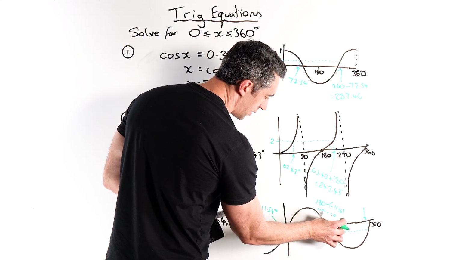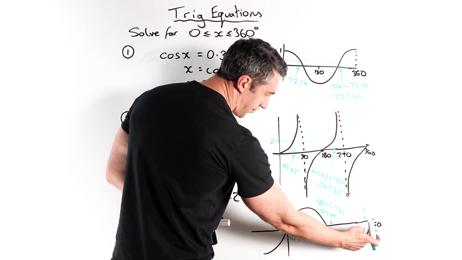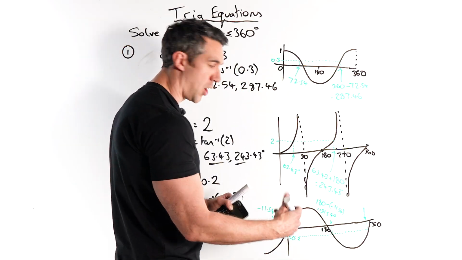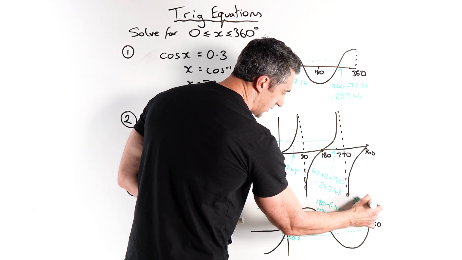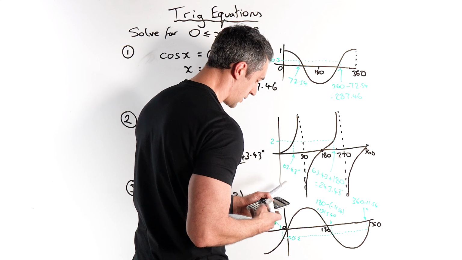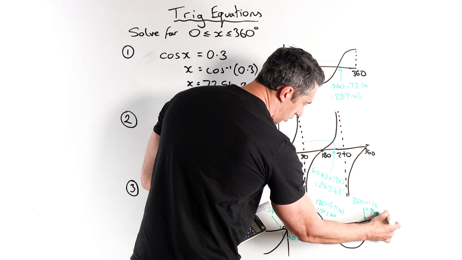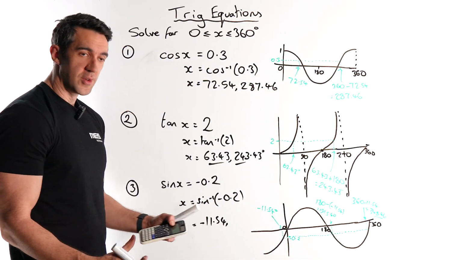191.54 degrees. Then if I look at my next solution all the way over here, I can see it's going to be 360 minus 11.54. So 360 minus 11.54, check that one, gets me 348.46. And those are my two solutions.